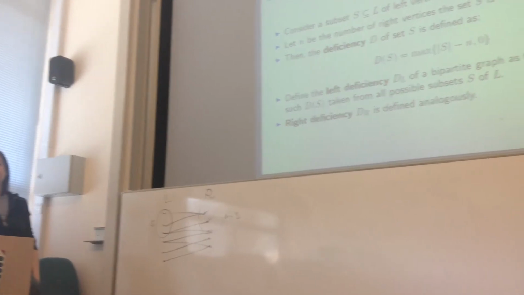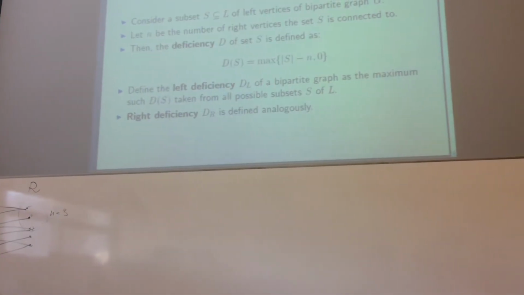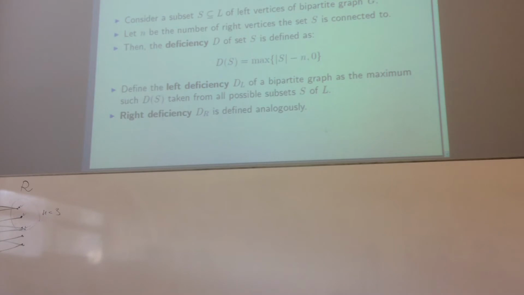And then the left deficiency of the graph, dl, will be the maximum of these deficiencies over all subsets of the left-hand side vertices, and in the same way we define the right deficiency of the graph.